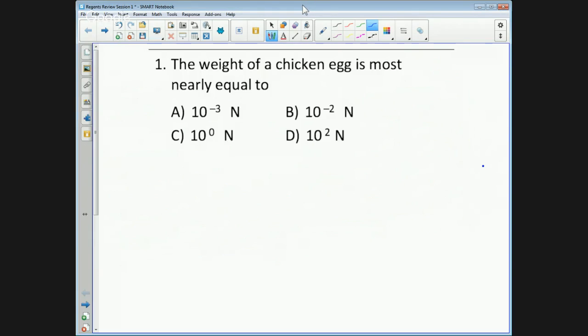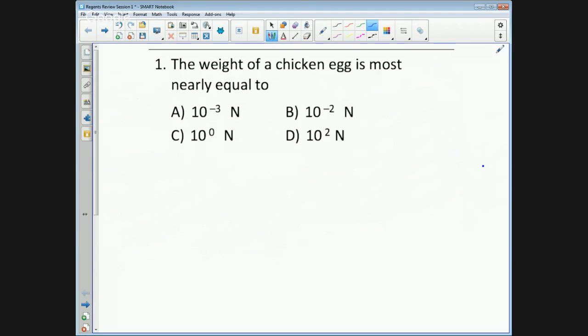I don't have a calculator. I don't have a protractor. I don't have a ruler, and I only have a reference table that's online. So it's going to be interesting. When you guys take the Regents, you'll have a ruler, a protractor, a calculator, and a reference table. No scrap paper.